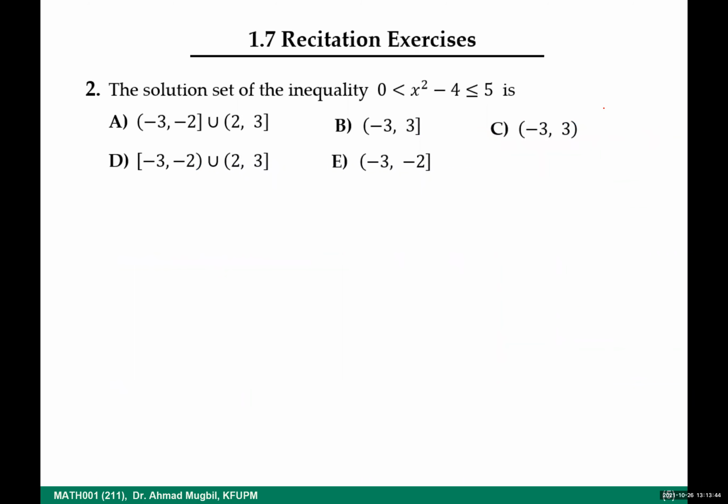What about this question? This is a good question. It is in 1.7. This is a 1.7 recitation, but it can be solved with the methods of 1.8. Also, it can be solved as a 1.7 problem. Again, good idea. So what will we do? We'll have 4 less than x squared, we will write it as x squared less than or equal to 9, greater than 4. What we did: we added 4 to the 3 sides.